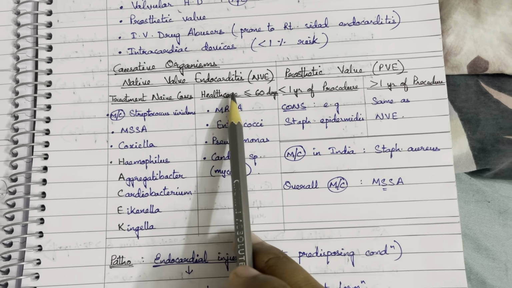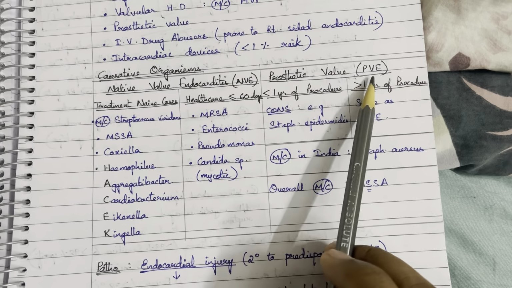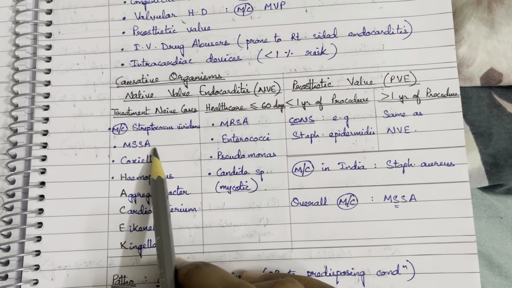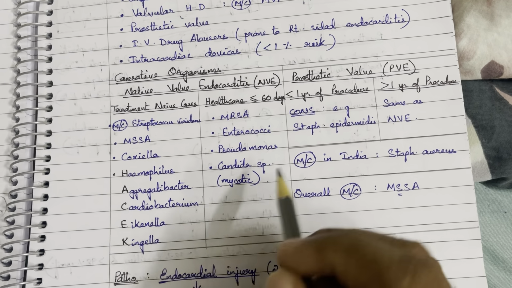So causative organisms, again see, basically you can divide it into native valve endocarditis and prosthetic valve. See, so native valve, you have Streptococcus viridans and Staph aureus, and HACEK organisms: Haemophilus, Aggregatibacter, Cardiobacterium, Eikenella, Kingella.